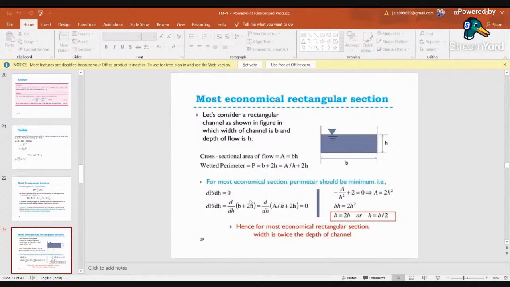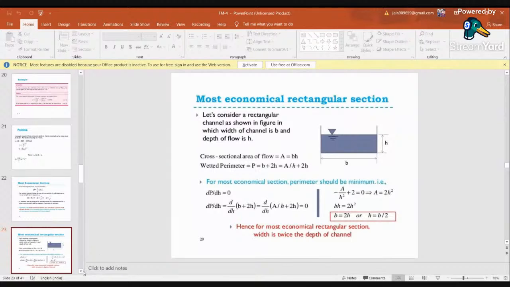Okay, so put all the values, that is dP by dh, that is the perimeter should be differentiated with respect to the depth of the channel. The perimeter is nothing but b plus 2h, and b is nothing but area divided by h. Equated to 0, you will get the condition that b is equal to 2h, or depth of section is equal to b by 2. That is, the width of the channel must be equal to 2 times the depth of the section, or the depth of the section must be equal to half of the width. This is the condition for the most economic rectangular section, when the width is twice the depth of the section.